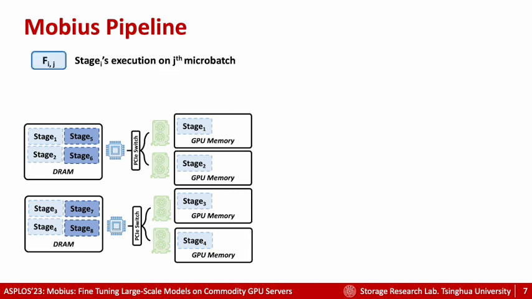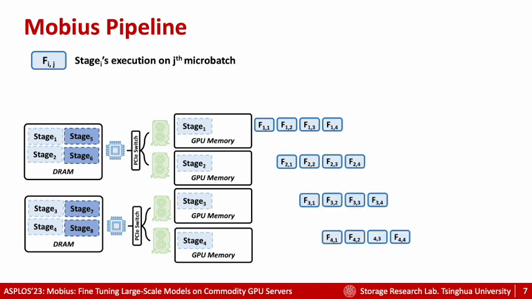We use a figure to denote the ith stage's execution on the jth microbatch. During training, the first microbatch is computed on stage 1 on the first GPU, and then the result is transferred to stage 2 on the second GPU. At the same time, the second microbatch is computed on stage 1 on the first GPU. Other microbatches computing are similar.